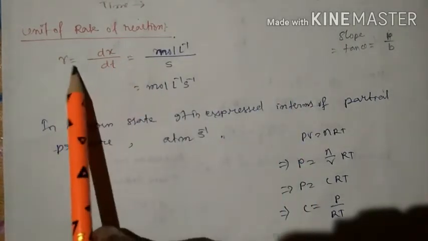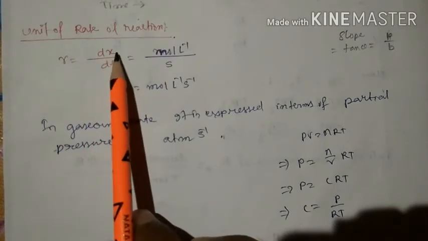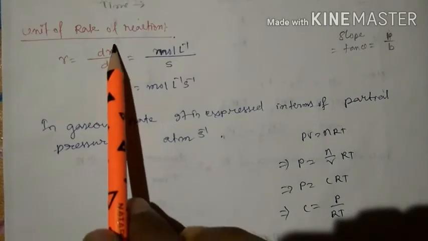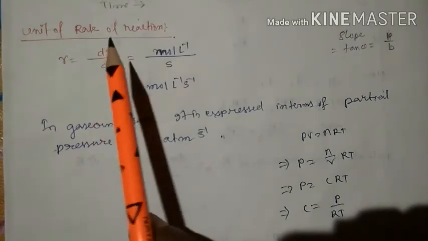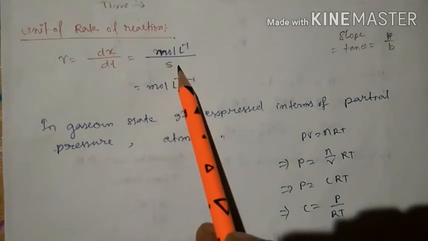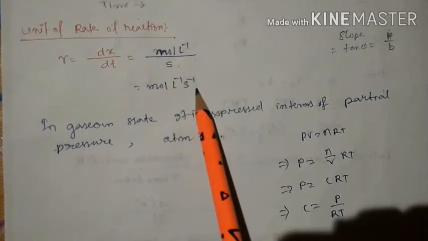As we know, the rate, that means R, equal to change in concentration of reactant divided by the change in time. Since it is change in concentration, concentration is mole per liter and change in time is nothing but the time, that's why second. That's why the unit becomes mole per liter per second.